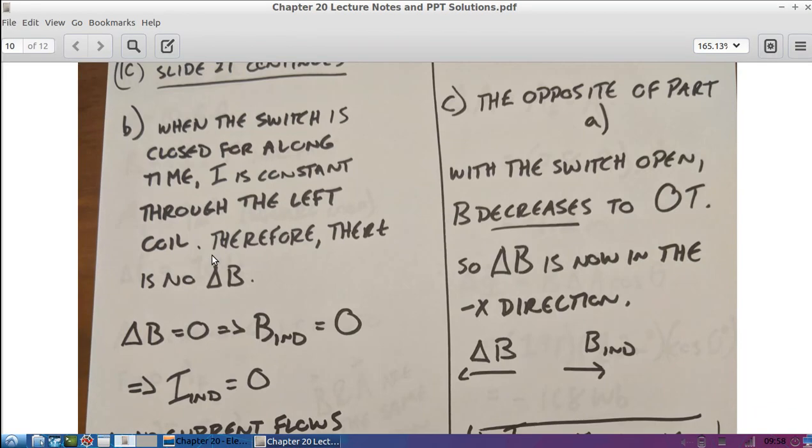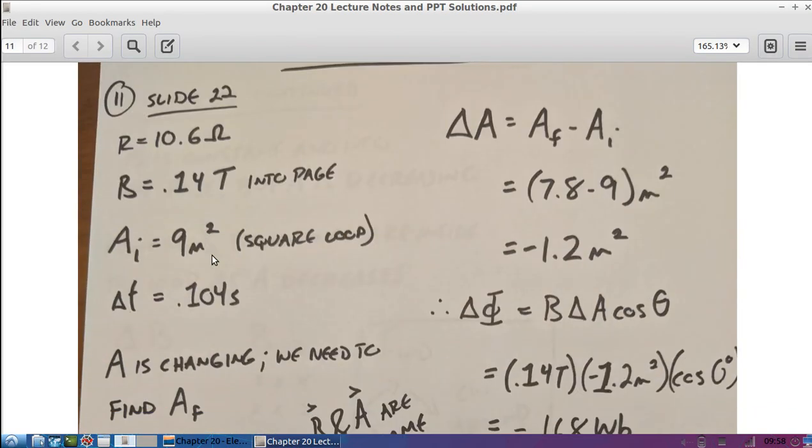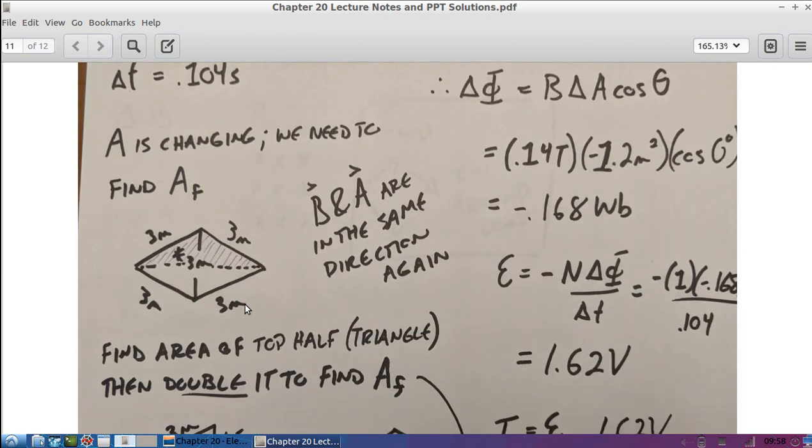So my magnetic field is constant. I've got a constant magnetic field of 0.14 Tesla, a resistance of 10.6 ohms, and my initial area is 9 square meters. So 3 meters by 3 meters, 9 square meters. The time interval over which the area changes is 0.104 seconds. Let's find A final. So we stretch the loop, okay?